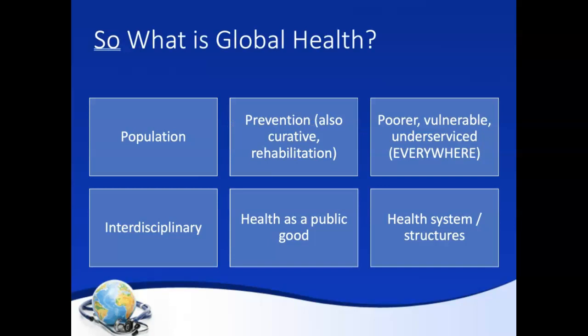So if we were to break down global health, we would say it's very much population focused. It is focused on prevention, but also cure. It looks at the poor, vulnerable, underserviced populations everywhere. It's interdisciplinary. It sees health as a public good and a human right. And it looks at those health systems and structures and identifies why there are health inequities in certain countries, and what's happening within their health system.